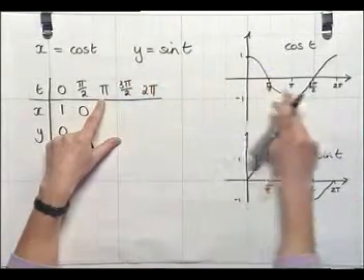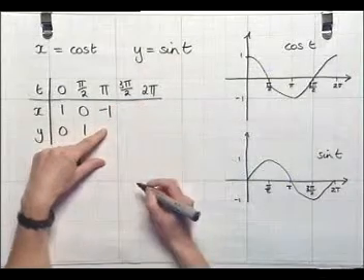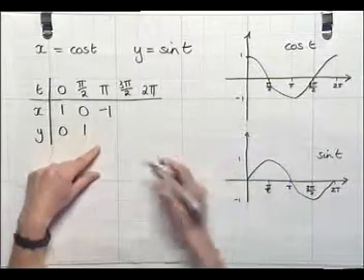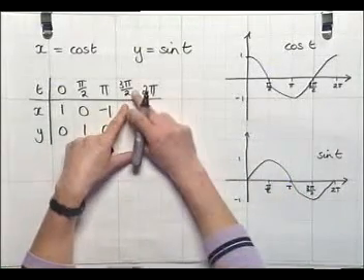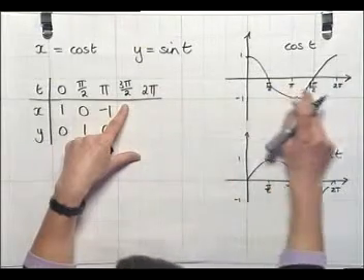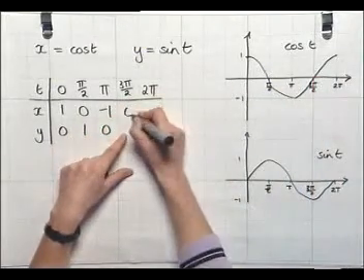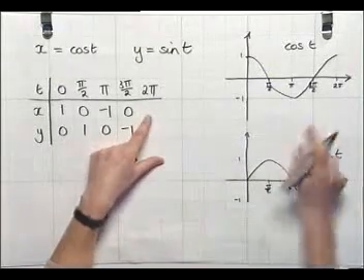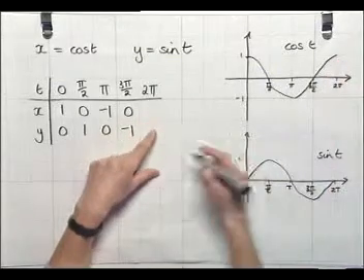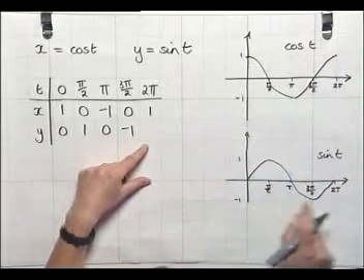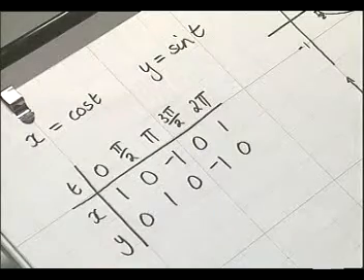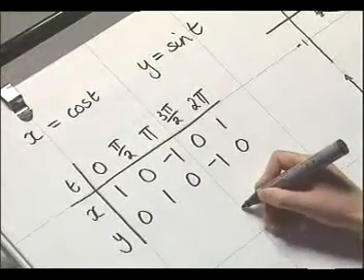When t is pi, the cos of pi is minus 1. And for y, the sine of pi is 0. When t is 3 pi by 2, the cos of 3 pi by 2 is 0, and the sine of 3 pi by 2 is minus 1. And when t is 2 pi, the cos of 2 pi is 1, and the sine of 2 pi is 0. So we now have x and y coordinates that we can plot to show the curve.